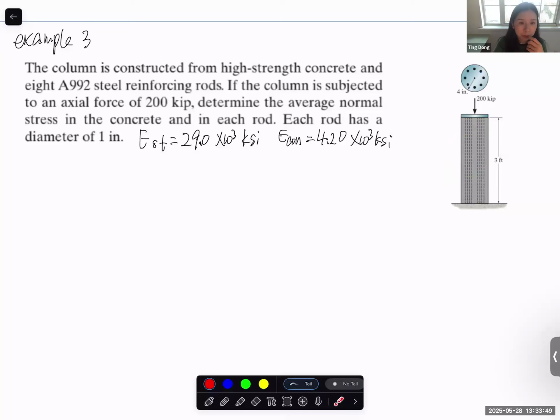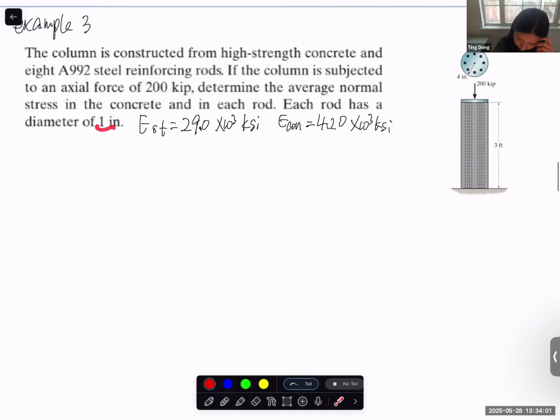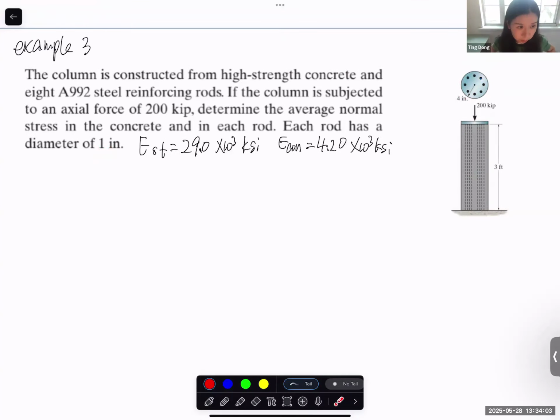Each rod has a diameter of 1 inch, and the entire structure has a 4-inch diameter. How to find the normal stress in the concrete and each rod? The answer will be given for each material. Any idea how to find the normal stress? Normal stress in the concrete and normal stress in the rod.